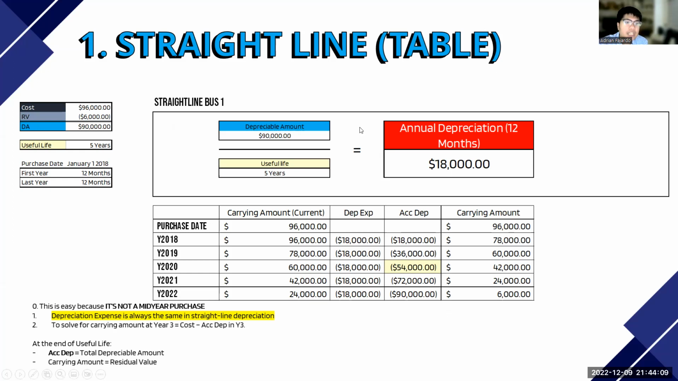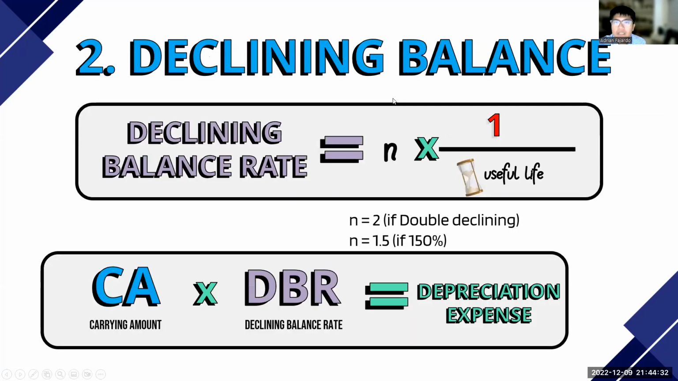Every time you make a depreciation table, regardless kung straight line, regardless kung declining balance, regardless kung units of activity, yung ACDEP at the end of the useful life should equal the depreciable amount, and the carrying amount at the end of the useful life should be equal to your salvage value, regardless of the method. Okay? Next. So, let's go to boss 2.